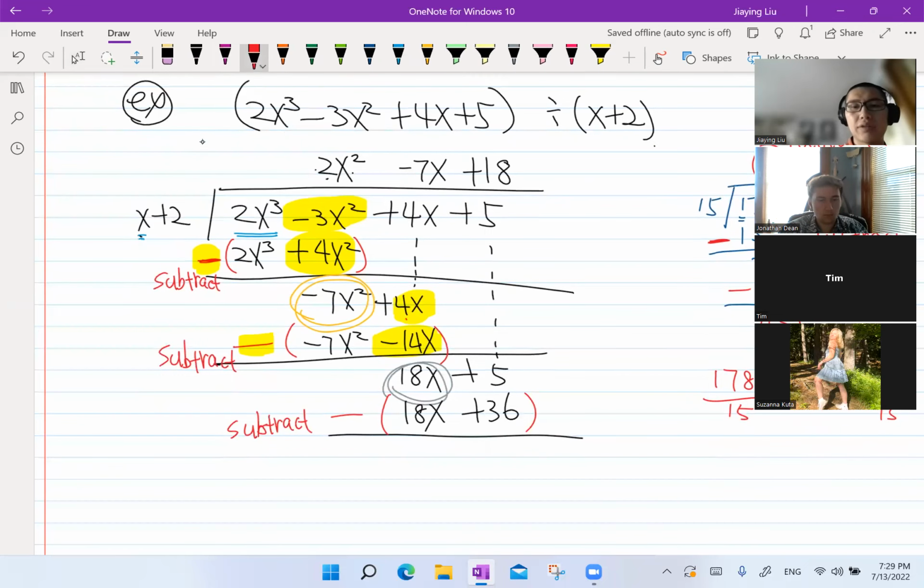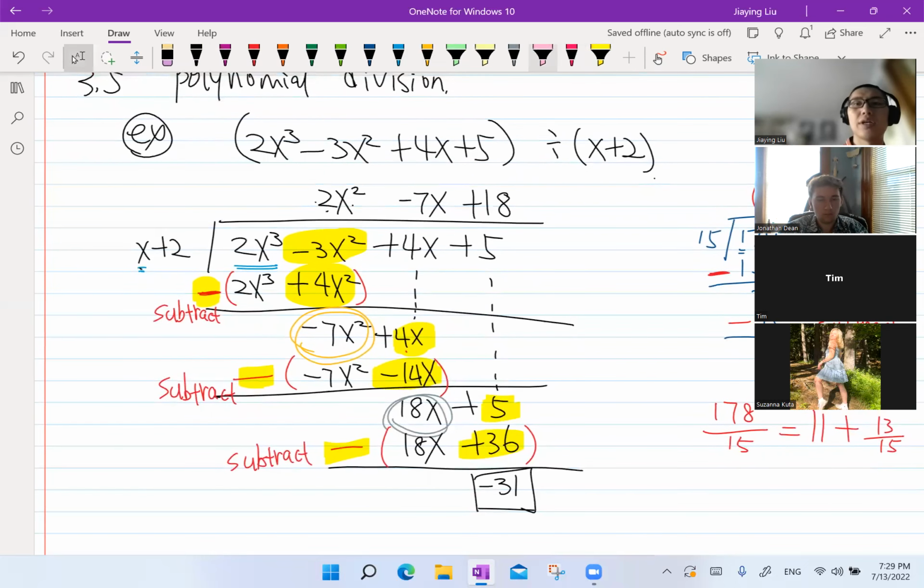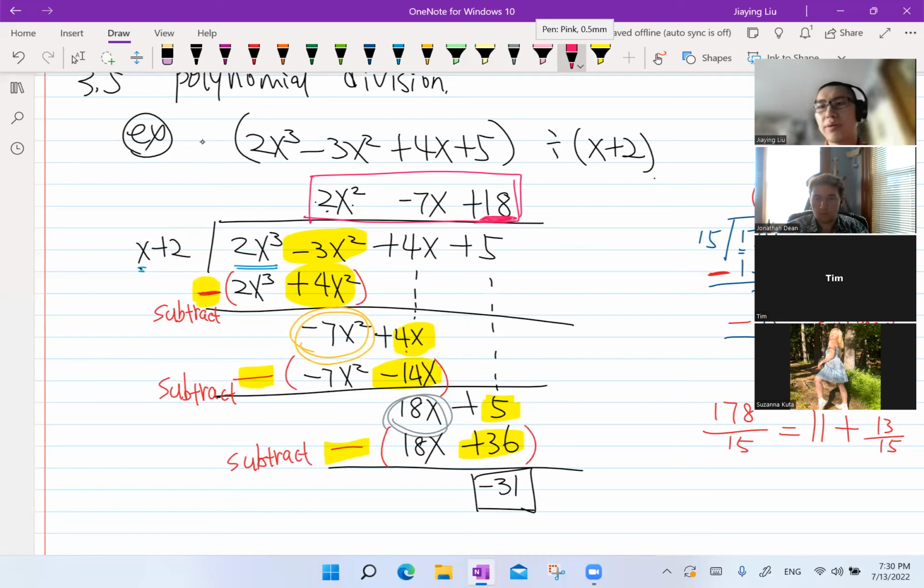Let me do it carefully here. 18x minus 18x, that's 0x. 5 minus 36 is negative 31. So this is my remainder. I know it's my remainder because in the quotient, I already reached the constant term, 18. So I'm not going to continue this long division because I've reached the end of the polynomial expression. All right, questions?